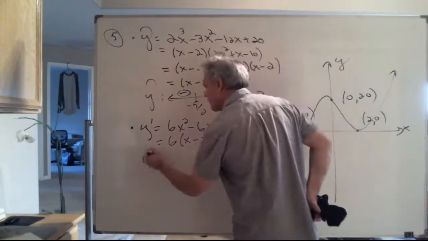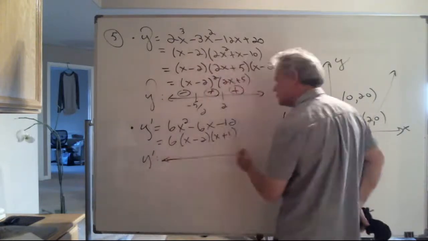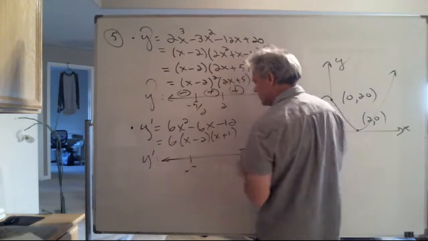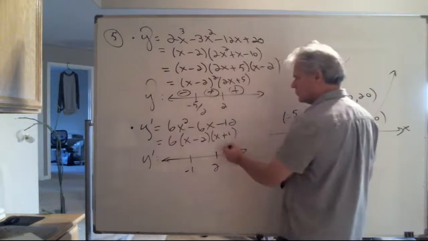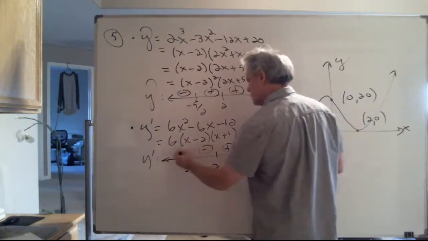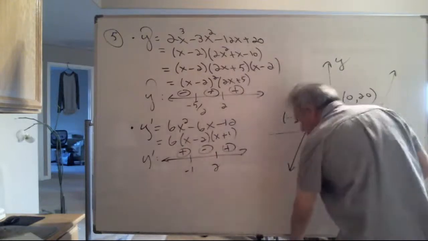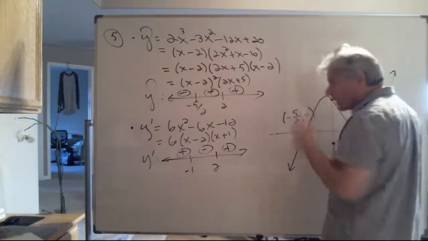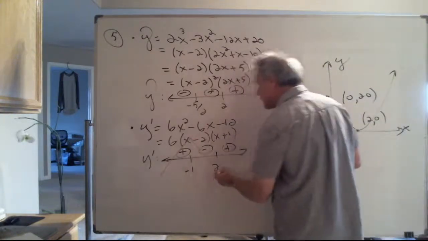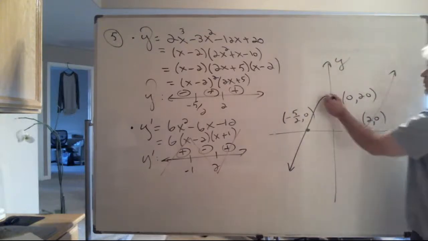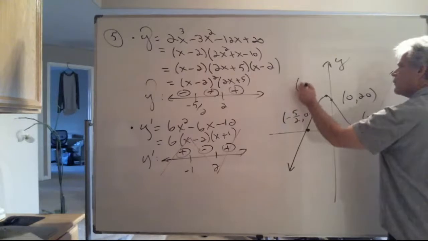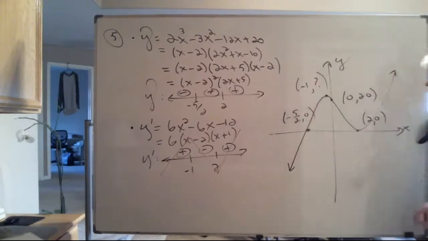And build a sign graph. But remember, this is a sign graph of y prime. What it tells me about the original function y is that it changed from increasing to decreasing and increasing as such. And so I guess I immediately know that I locally max out at a point whose x-coordinate is -1. I'll leave the y-coordinate for you. And I locally min out, as I knew, at that x-intercept.